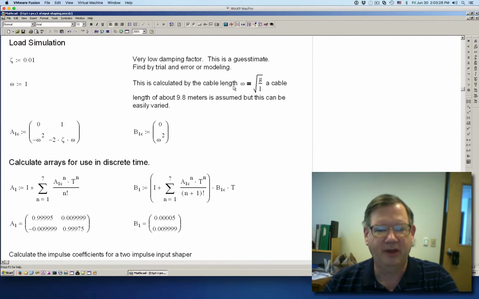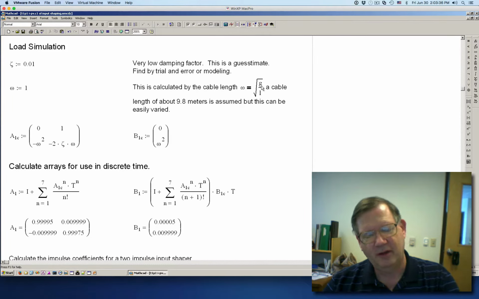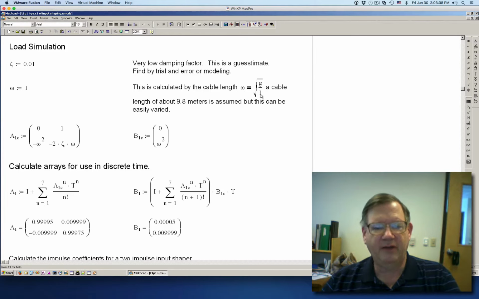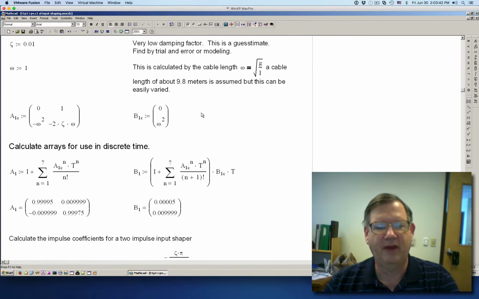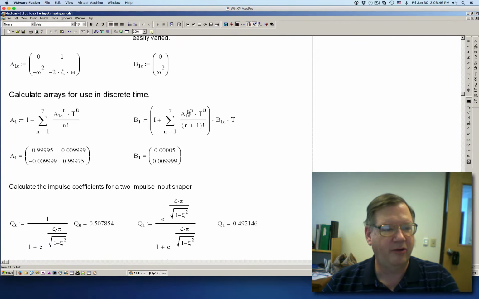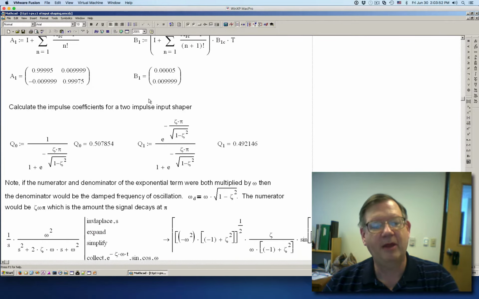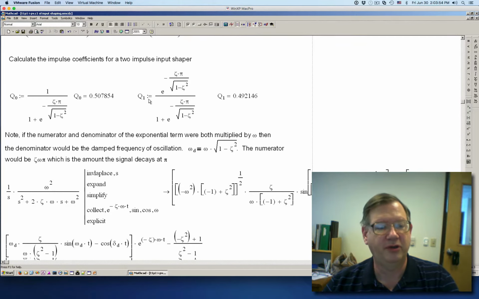The same goes for the cable length. There should be a sine factor in here. So this is the natural frequency based on the length of the cable. You have the gravitational constant, or the acceleration due to gravity, and this is the length of the cable. That gives us the natural frequency of the oscillations in terms of radians per second. So I have my continuous arrays, I'm calculating discrete arrays, and now I'm getting to the point that I want to show you.